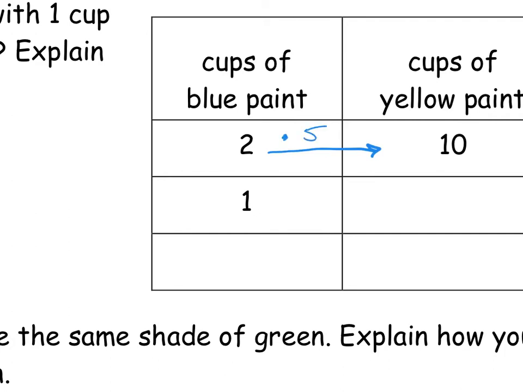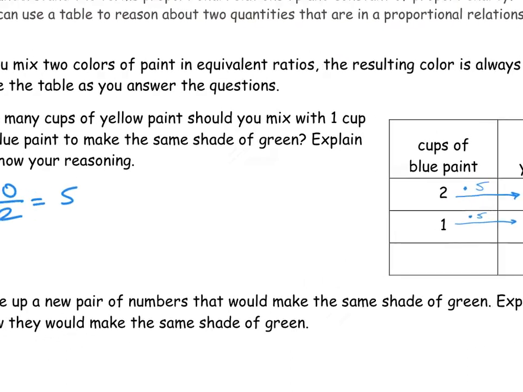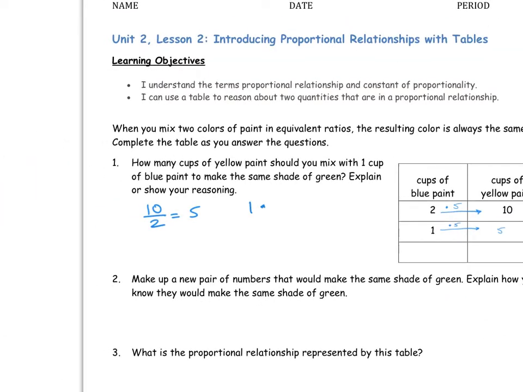Now, since I want equivalent ratios, I'm going to use the same constant of proportionality to determine how many cups of yellow paint I need when I have 1 cup of blue paint. So I'm going to also multiply by 5. 1 times 5 equals 5. So therefore, I would need 5 cups of yellow paint.